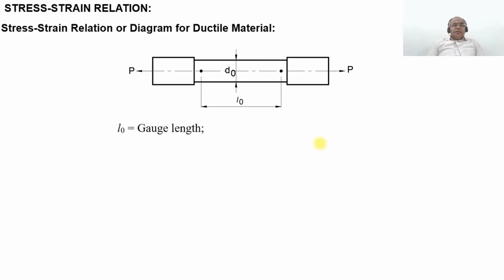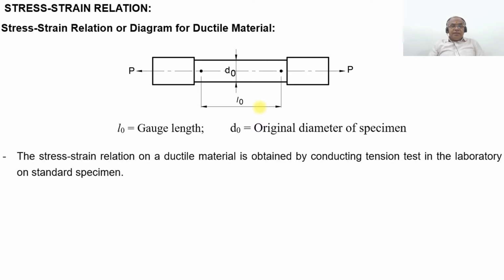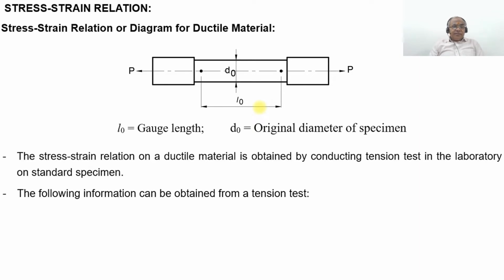Here we have a specimen where L0 is the gauge length, D0 is the original diameter of the specimen, and P is the axial tensile load applied. The stress-strain relation of a ductile material is obtained by conducting a tension test in the laboratory on a standard specimen. The following information can be obtained from the tension test.